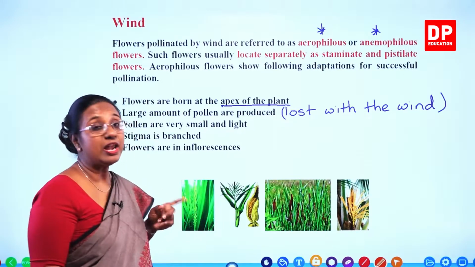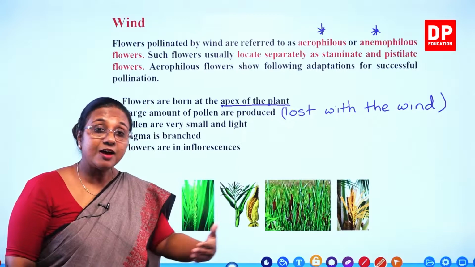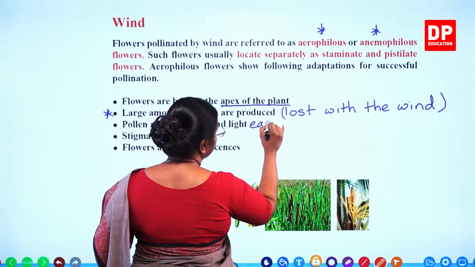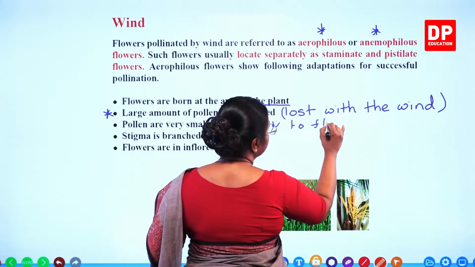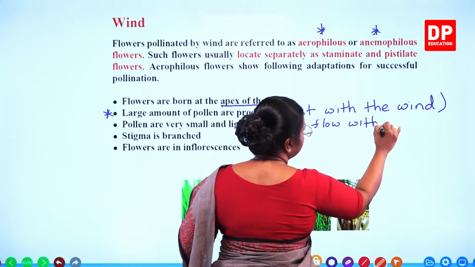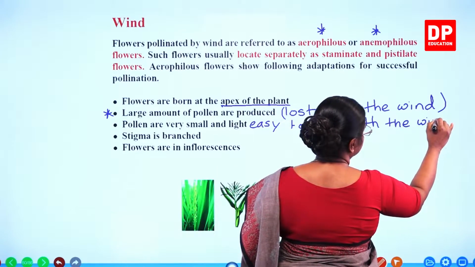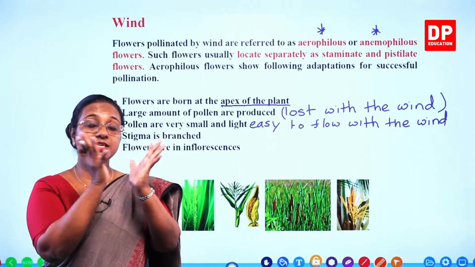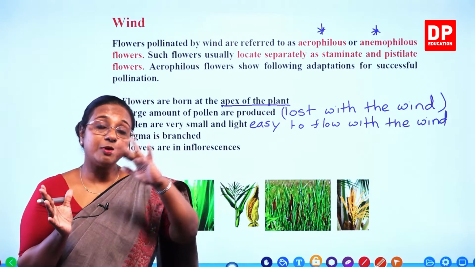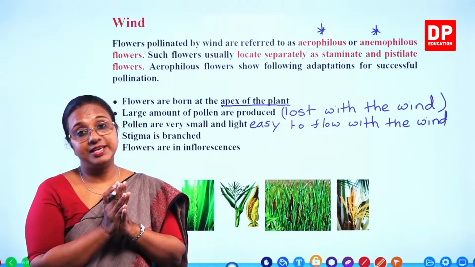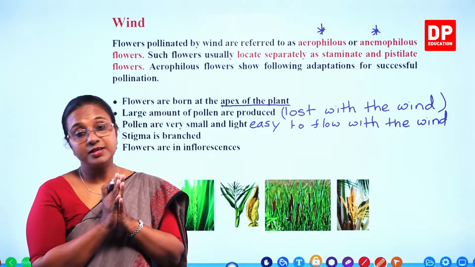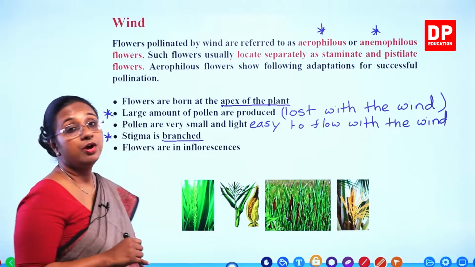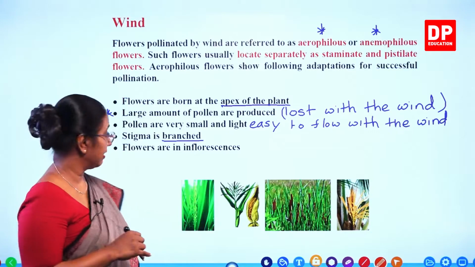Pollens are very small and light. Why? Because again they have to flow with the wind. So, they have to be small and light, so easy to flow with the wind. Then we have branched stigma. So, it is branched. There is more chance that the pollens will get tangled with the stigma and they will deposit on the stigma. So, having branched stigma is again an adaptation for aerophilous or anemophilous flowers.